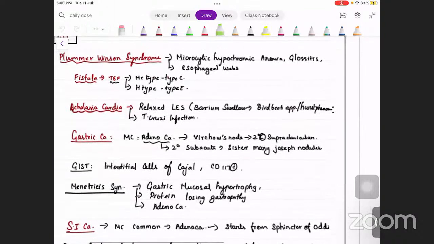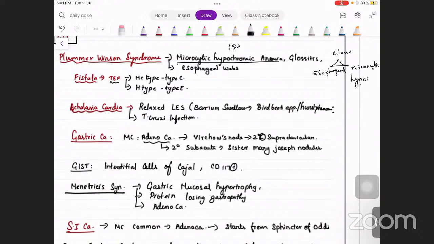So the first one is Plummer-Vinson syndrome, which is a complication of microcytic hypochromic anemia, which is iron deficiency anemia. We studied that in the IDA itself. One of the complications is Plummer-Vinson syndrome, where you see the triad. What is the triad of Plummer-Vinson syndrome? Glossitis, esophageal web, and microcytic hypochromic anemia. All three is a triad of Plummer-Vinson syndrome.